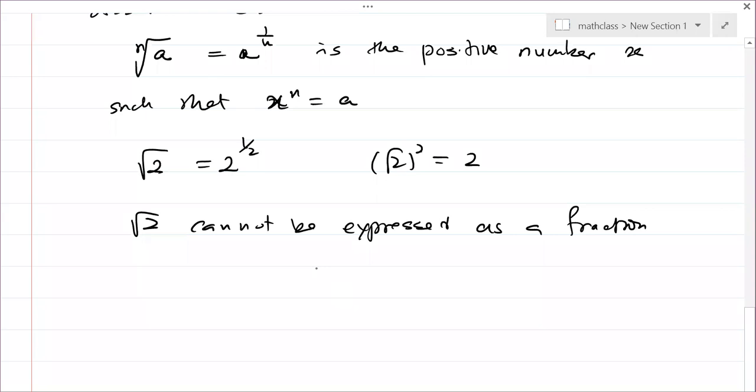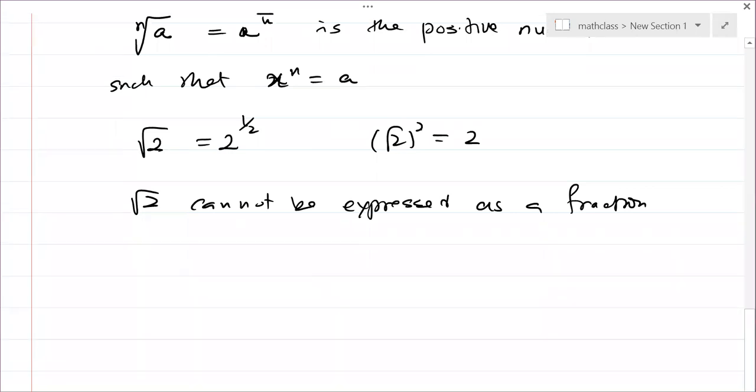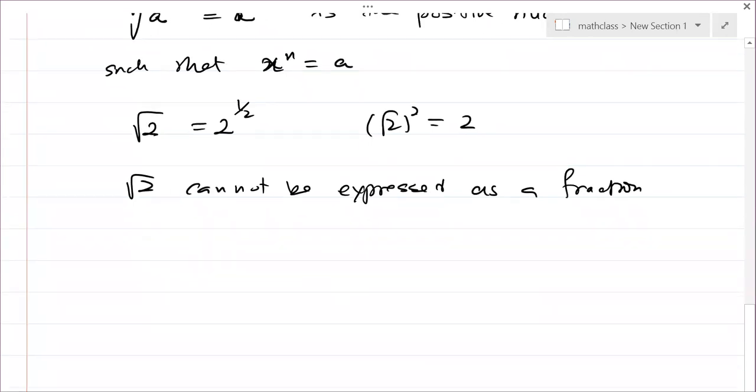Now, it's not easy to prove. You can try. How to prove why not? In mathematics, when you prove something like this, you just assume it is a fraction. Then you get a contradiction, so that assumption is wrong. That's how we prove it.